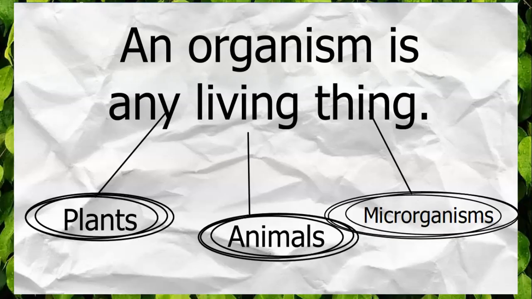An organism is any living thing. An organism can be a plant, an animal, or a microorganism. In fourth grade, we break these down just by plants and animals. We're not going to talk about microorganisms.